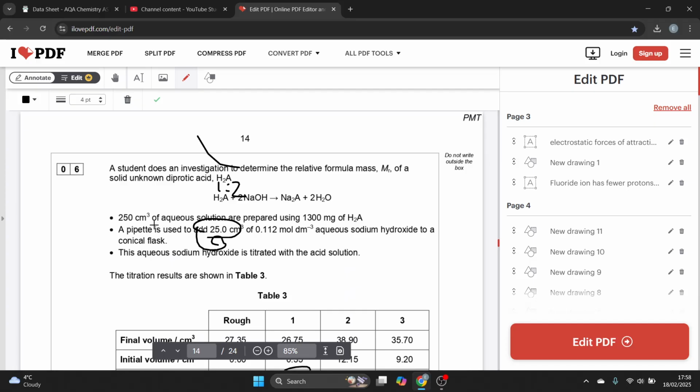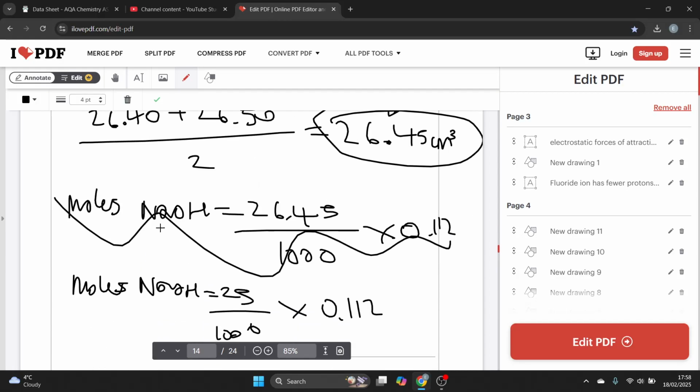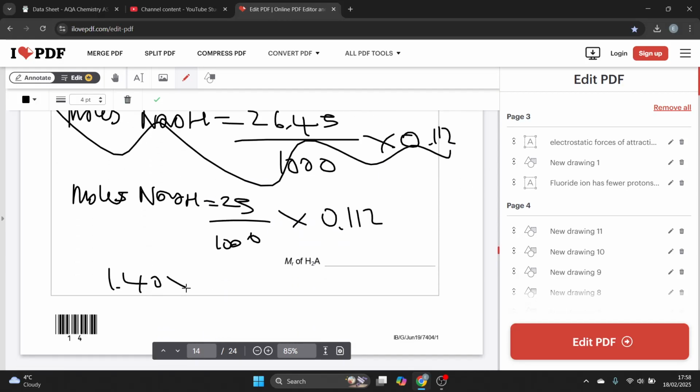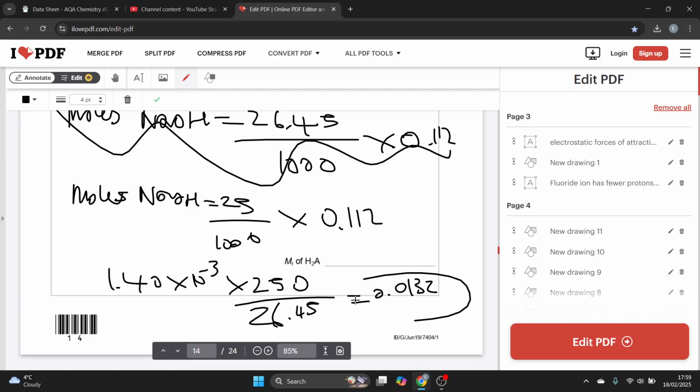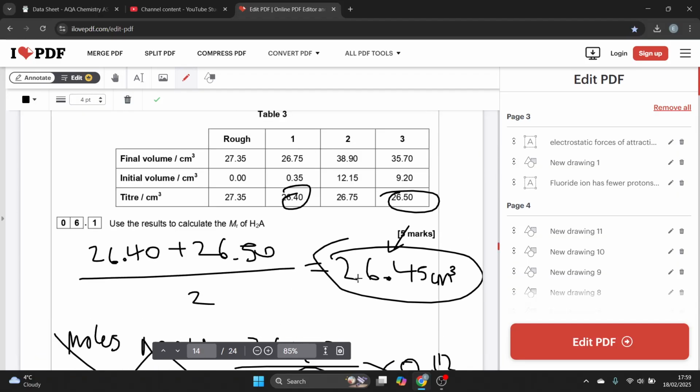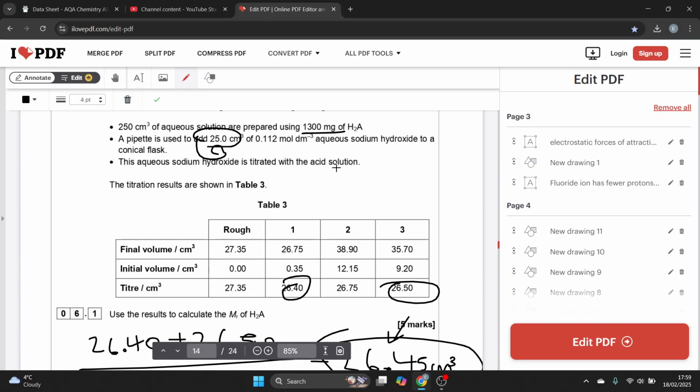Because I know 250 centimeters cubed was prepared using this much, but I want the MR of this. So to find the number of moles in that, I do 1.40 times 10 to the power minus 3 times 250 divided by 26.45. Then that will give me the moles of the H2A I actually want, 0.0132. Moles is mass over MR, so MR is mass in grams, 1.300 divided by 0.0132, and then I get 98.5.